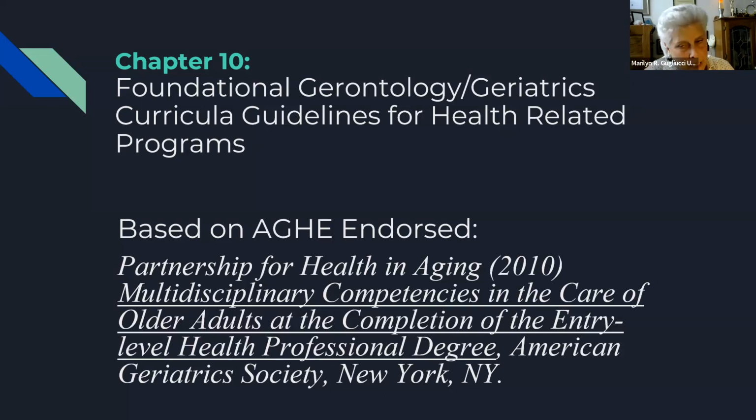So if it's any health professions program, except for osteopathic medicine and except for pharmacy, then chapter 10 is the chapter that you want to pay attention to. It is based on the Partnership for Health and Aging competencies. We have not found an updated edition, so we're still going with the 2010 edition, the multidisciplinary competencies in the care of older adults. This is in the standards and guidelines document. It was endorsed by AGHE and over 50 other interdisciplinary health professions programs.